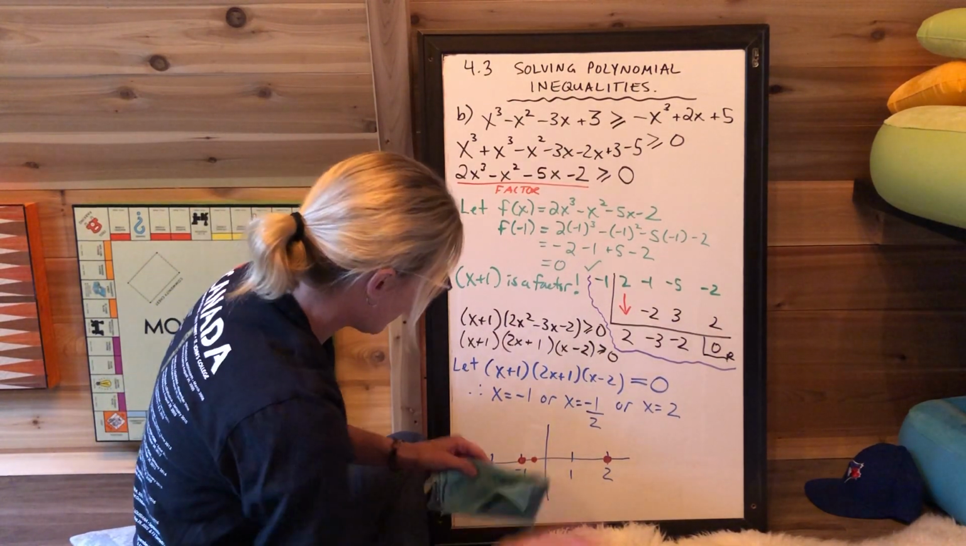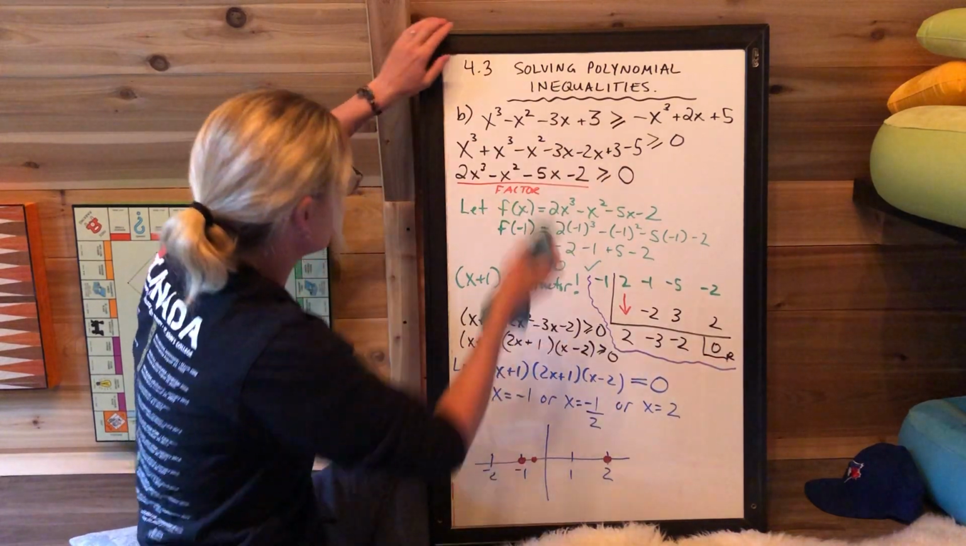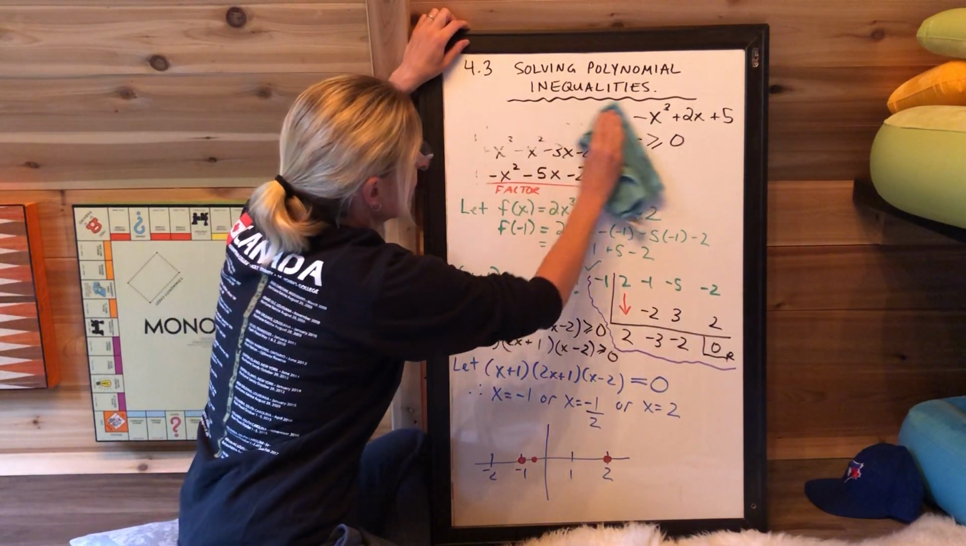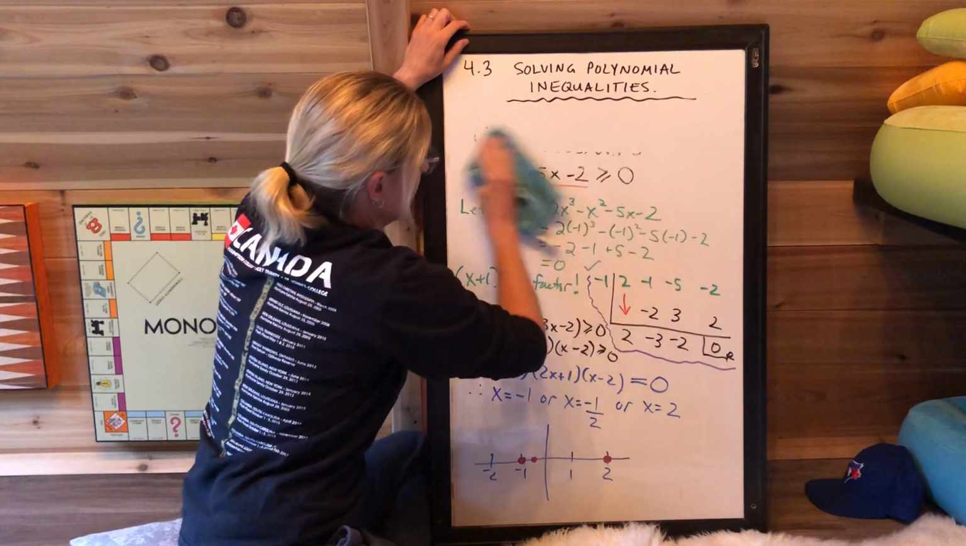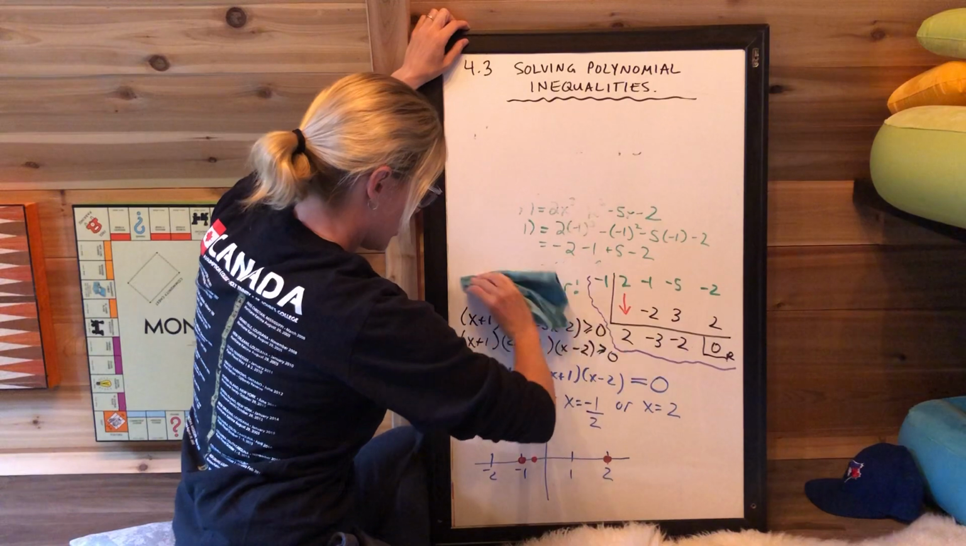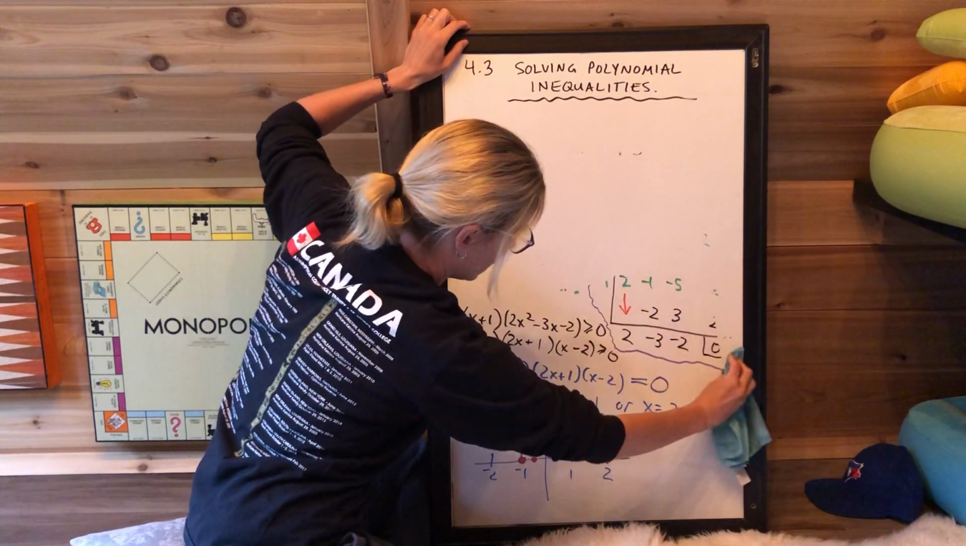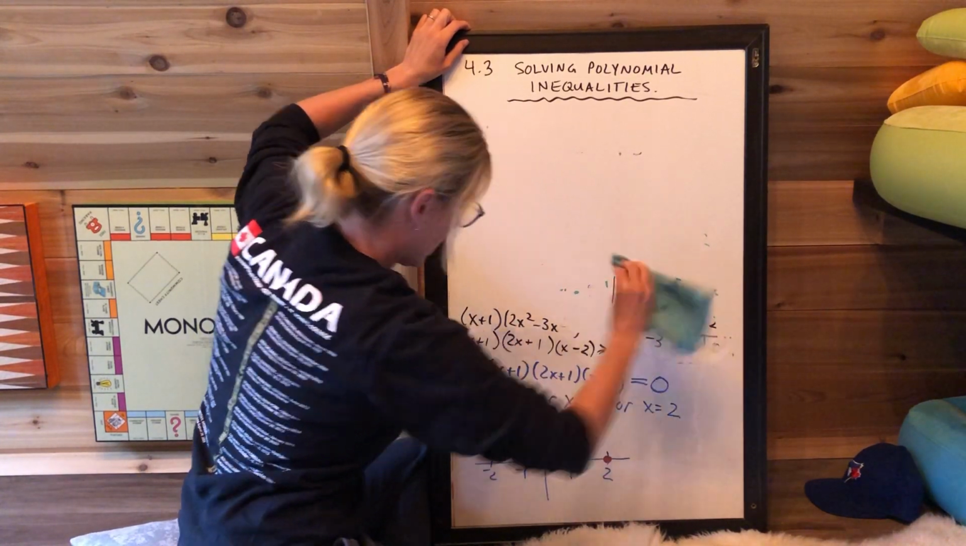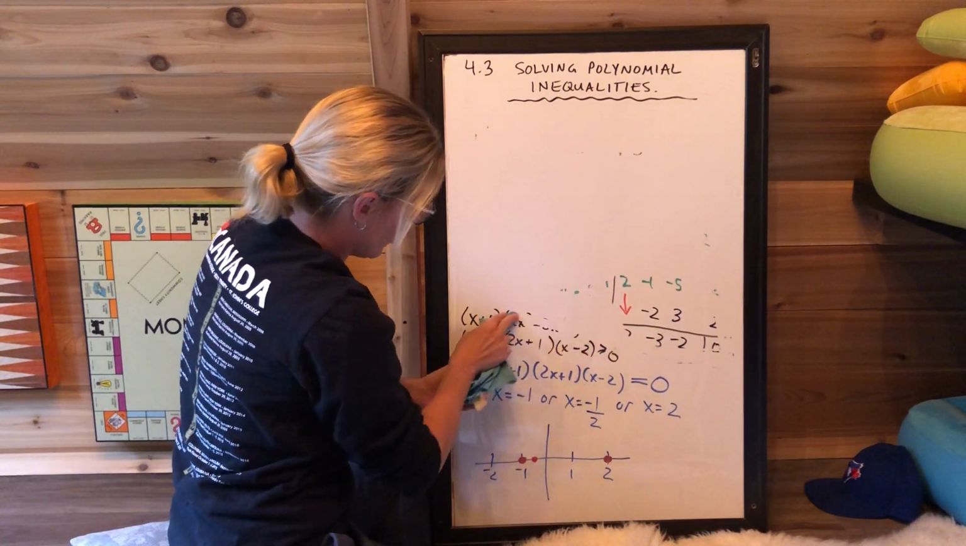Okay, so I'm just going to leave that there for a moment. I'm going to have to do the chart up here. Let's see what's happening. What I'm going to do is leave the part that has the question. We want to figure out where it's greater than or equal to 0.